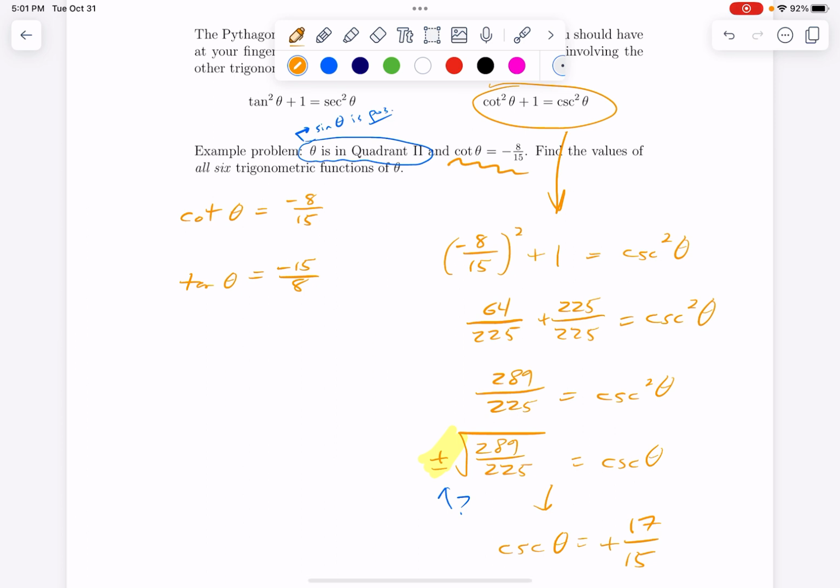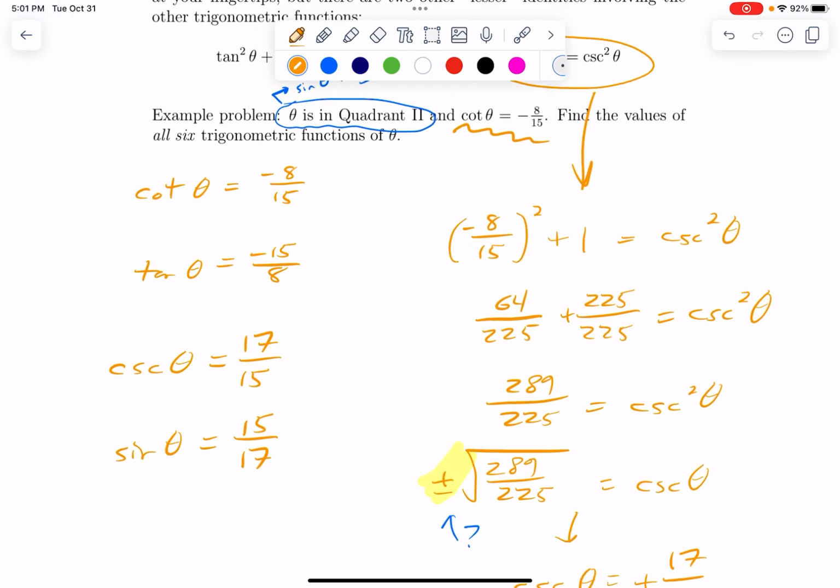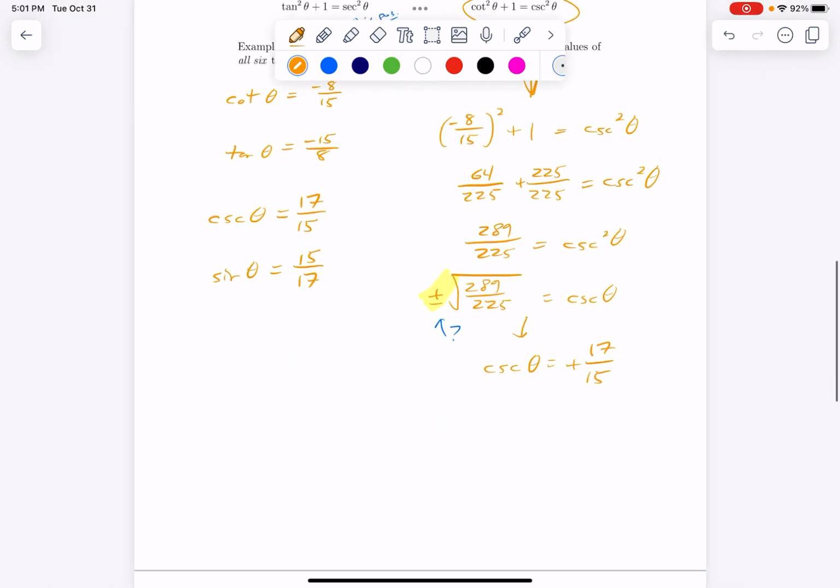So let's transfer that over here. Cosecant of theta is 17 over 15. Cosecant is the reciprocal of sine, so that means sine is 15 over 17. So we're making a lot of progress. The only ones left are cosine and secant. To find one of those, we can use another identity, or we can actually just do it by division. So let's point out, we already know tangent of theta and sine of theta.